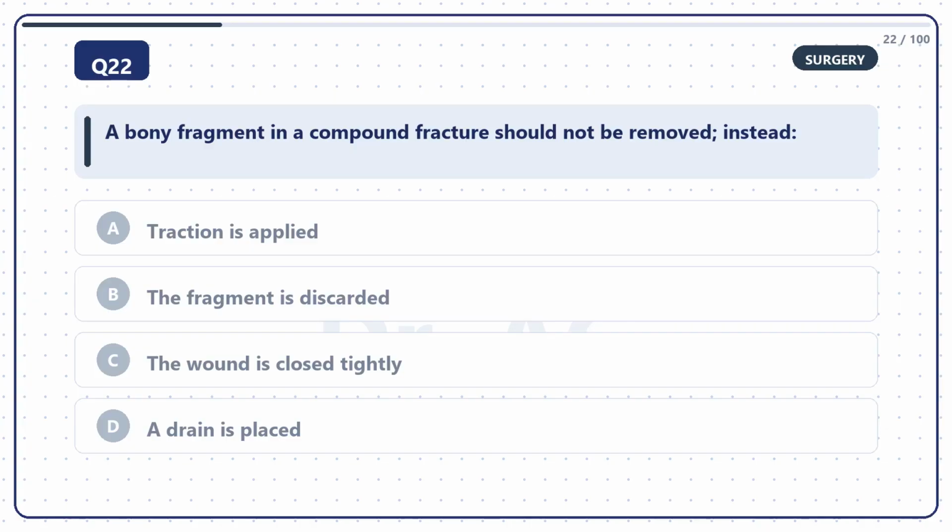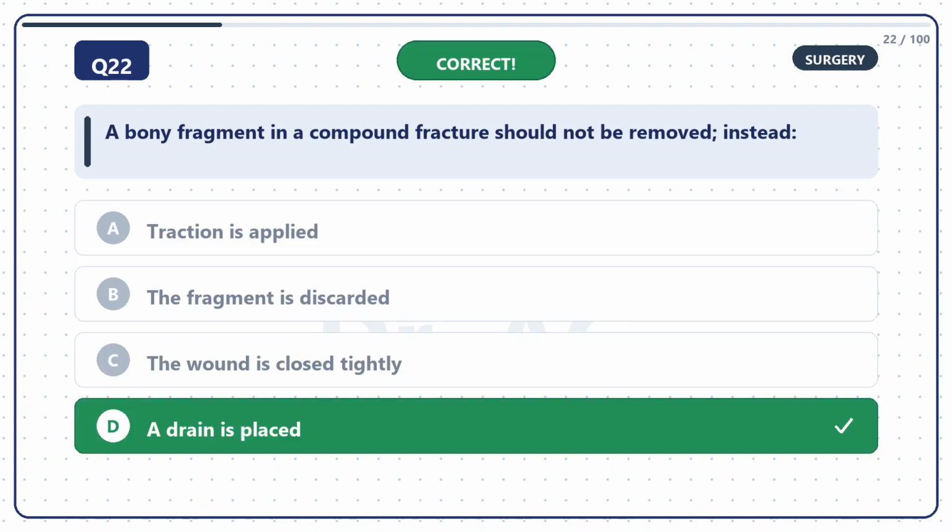Question 22. A bony fragment in a compound fracture should not be removed; instead, option A, traction is applied. Option B, the fragment is discarded. Option C, the wound is closed tightly. Option D, a drain is placed. The correct answer is option D.